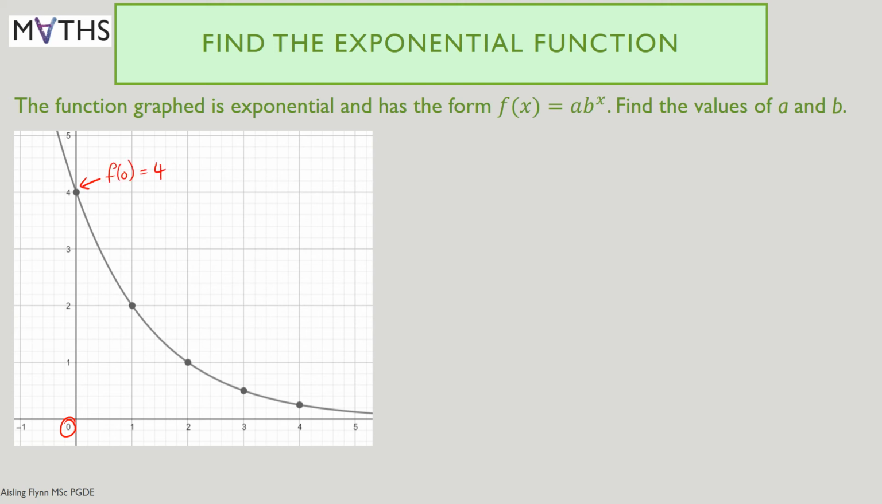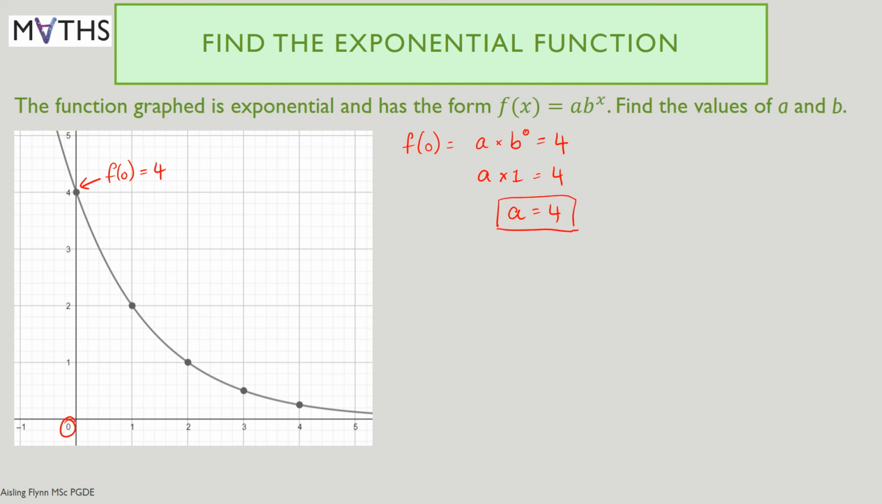So let's write that down. F of 0, so a times b to the power of 0 equals 4. We said that anything to the power of 0 was 1. A times 1 equals 4, so 1a, or just a, equals 4 from that point.